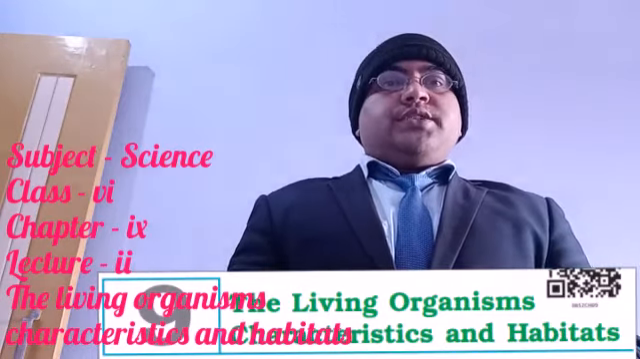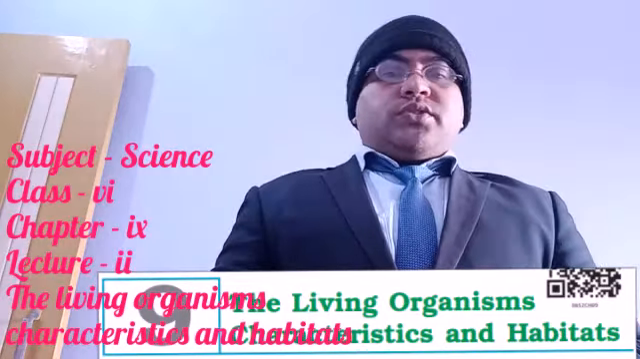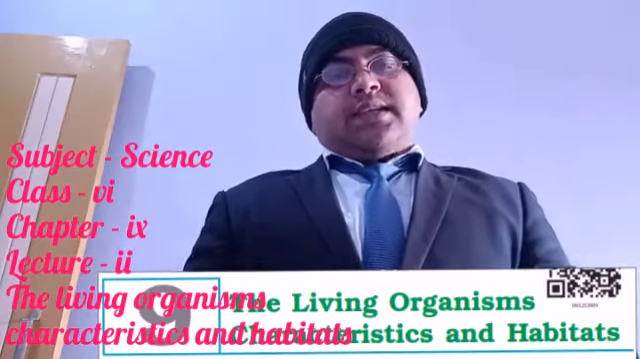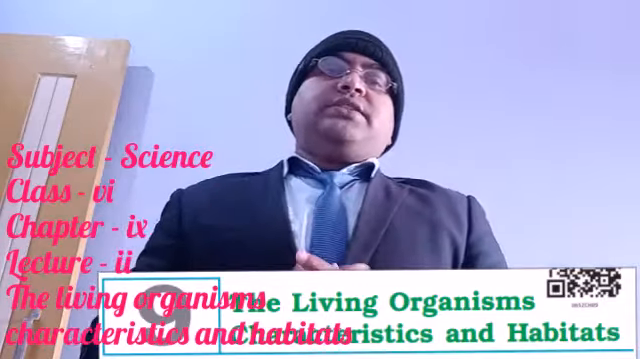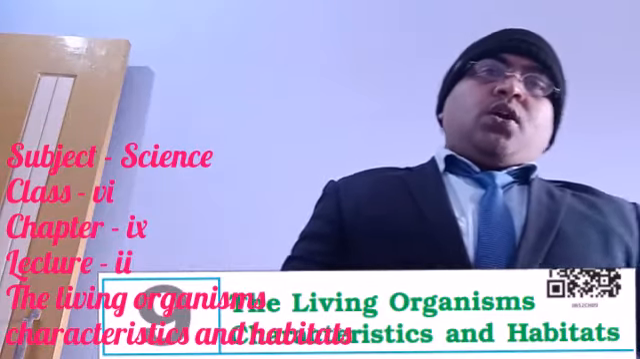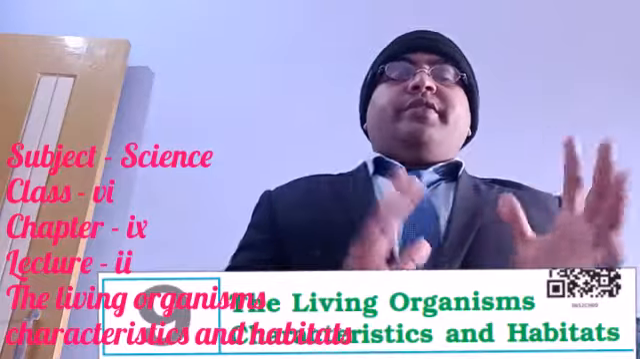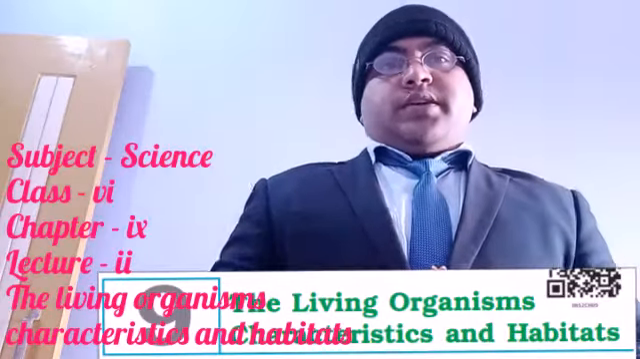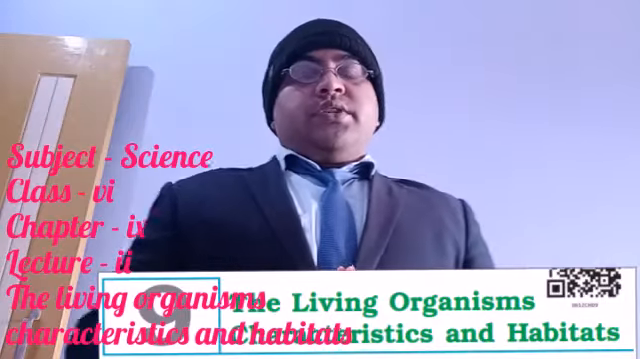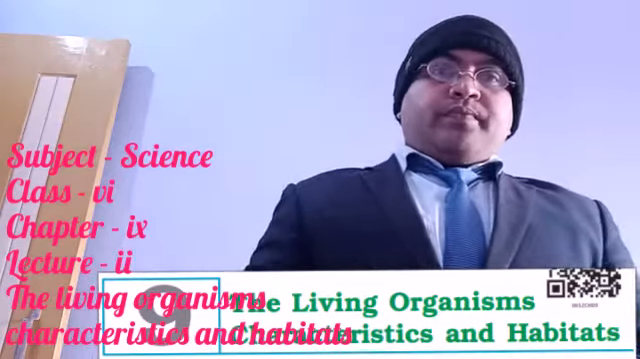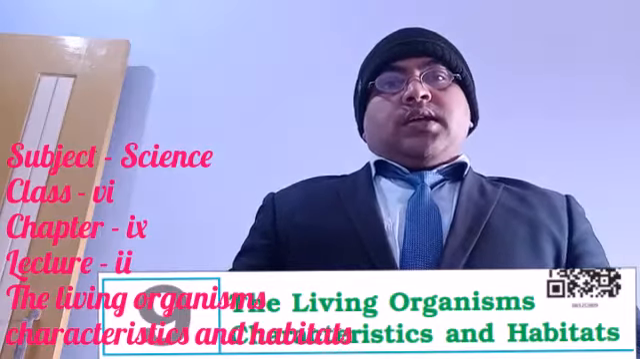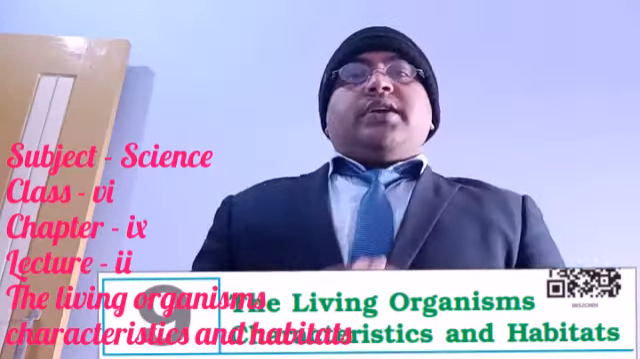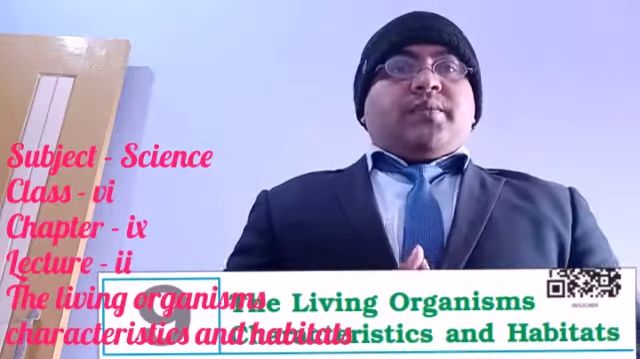Today, in this video lecture, we will discuss chapter 9, that is living organism characteristics and habitats. In the previous lecture of this chapter, we had discussed the different regions and how different animals and plants are there. Now today we are going to discuss habitats. There are mainly two types of habitats. One is terrestrial habitat and another one is aquatic habitat.